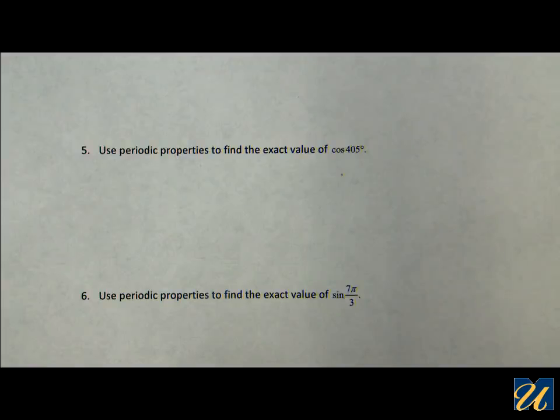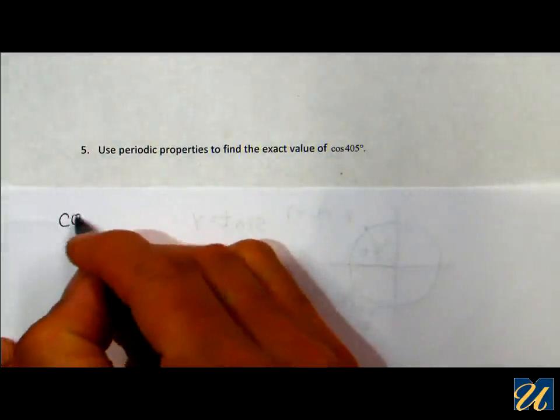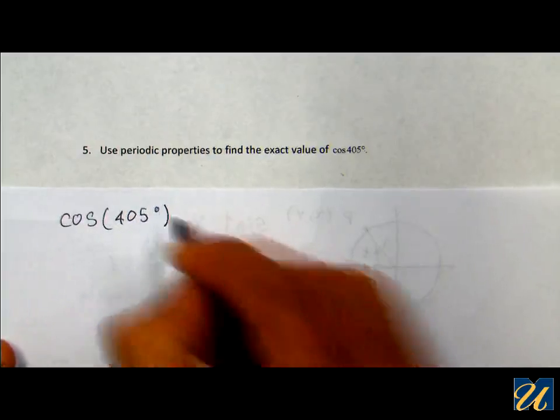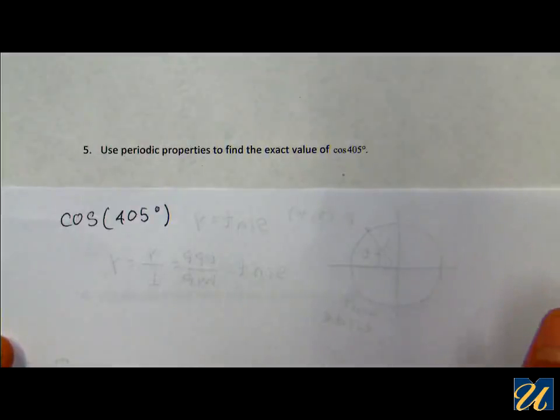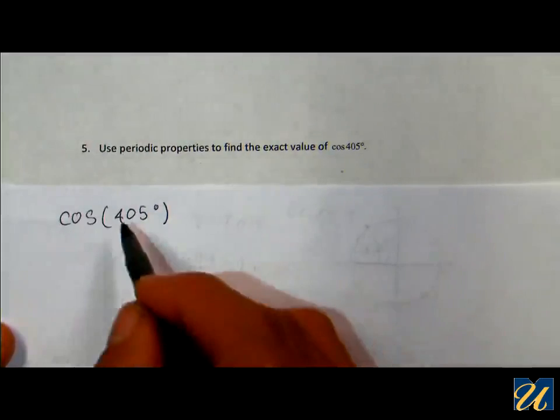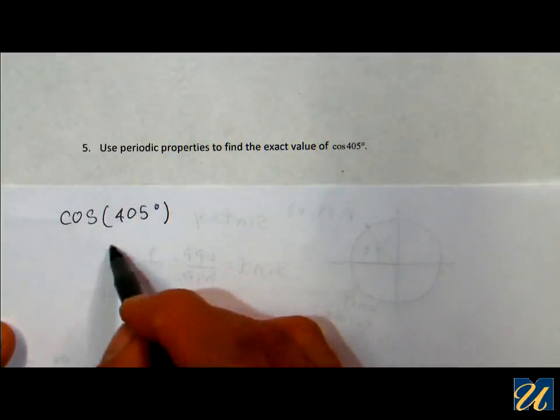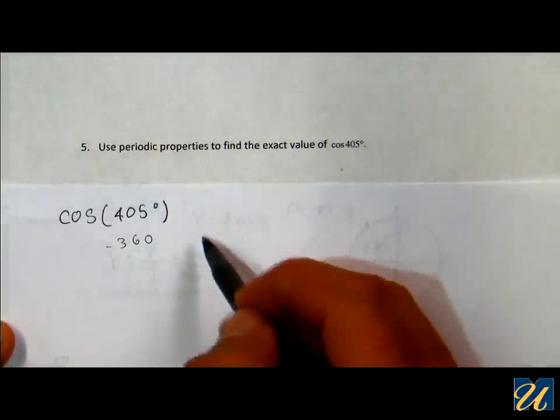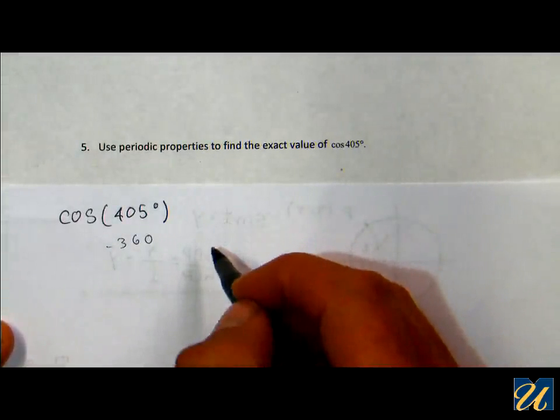Problem 5. Use periodic properties to find the exact value of cosine 405 degrees. Okay. Well, cosine 405 degrees, if it says periodic property, then we can subtract one period from this. So if we subtract 360, that leaves us with 45.